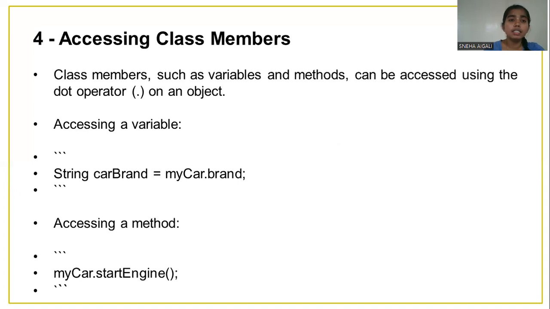Next up, let us see how to access the class members. Class members such as variables, methods, etc. can be accessed using a dot operator. This dot operator is used on objects of the class. Now here we have an example, that is String carBrand = myCar.brand.